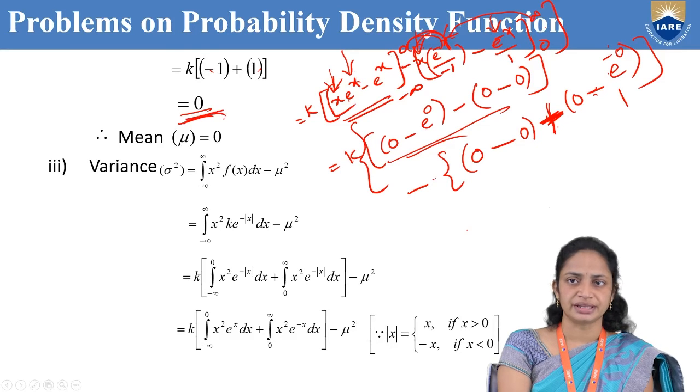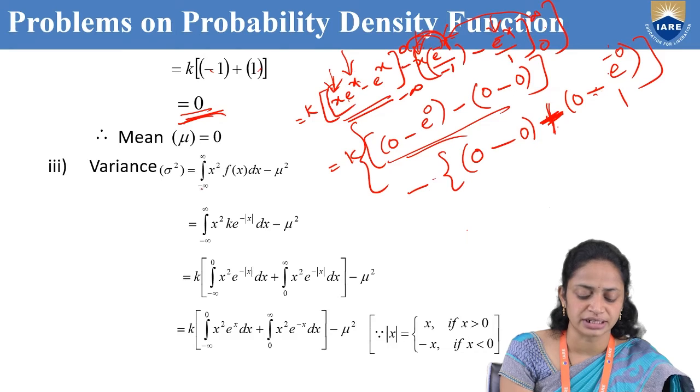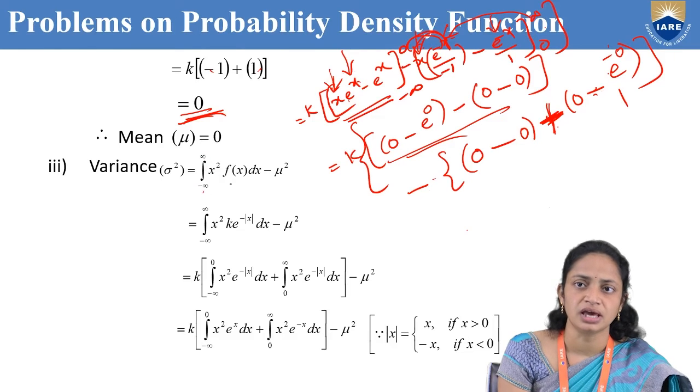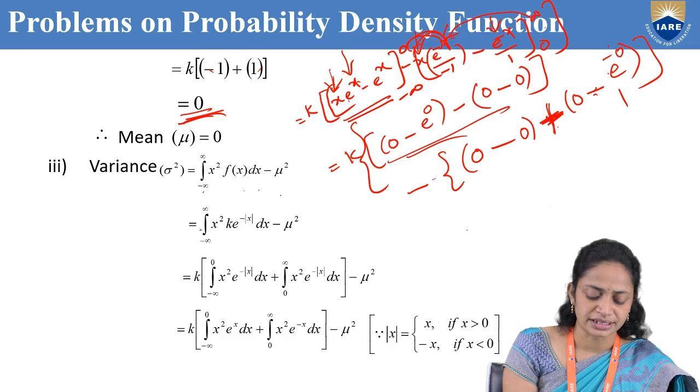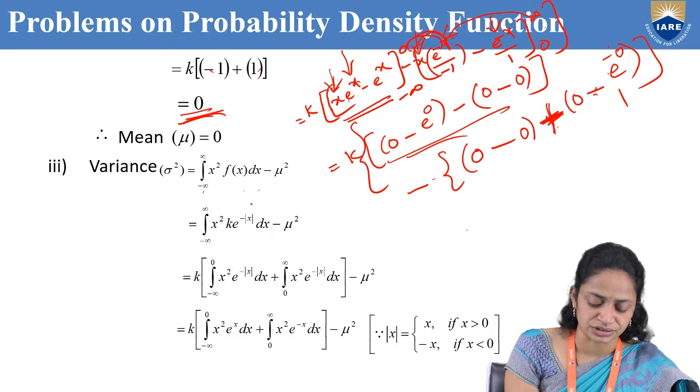Okay. So next, the variance. For variance we have the formula: integration over minus infinity to infinity of x square f of x dx, minus mu square. So integration over x square f of x. So what is f of x?